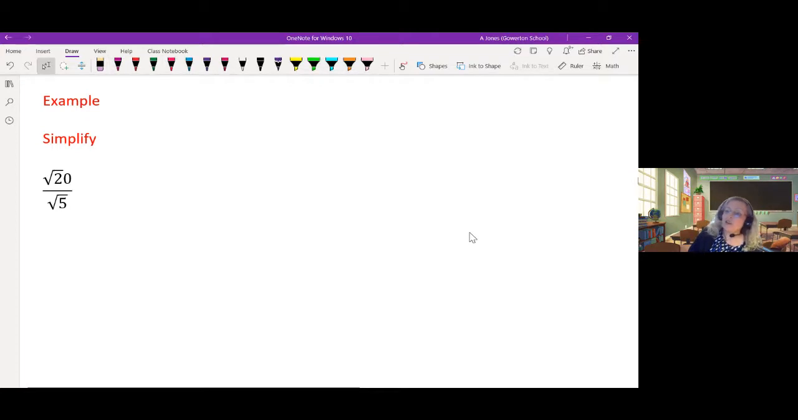So here I am going to say, right, with this one, I am going to start by putting it back into a single root. So putting it into a single root, I would say that this is the root of 20 divided by 5. And of course, 20 divided by 5 is 4, so this becomes root 4. So the answer to this one is 2.